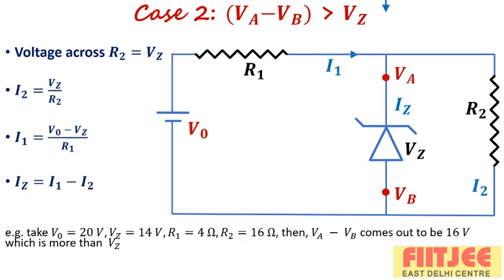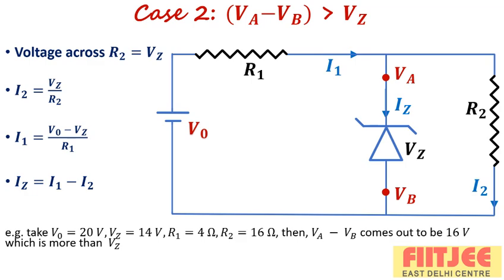In the second case, we are taking the voltage across the Zener diode to be greater than the breakdown voltage. Then in this situation, the Zener diode behaves as a voltage regulator and a constant voltage will be present, that is Vz. Now these two branches are connected in parallel, hence the voltage across R2 is Vz and the current across this resistance will be Vz divided by R2.